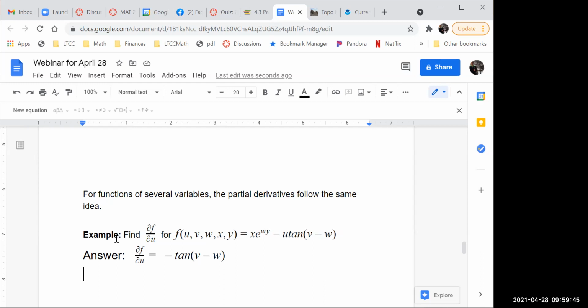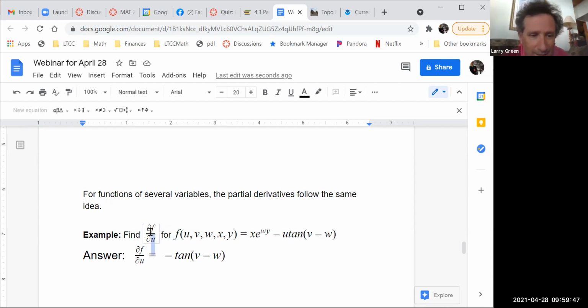Okay. What if instead of del f del u, I asked you to find del f del w? It's a little harder, but not too bad. I just want to give you an example. Now they both have w's in them. How do we take the derivative of x e to the wy with respect to w? What rule do we need? That's a hint.